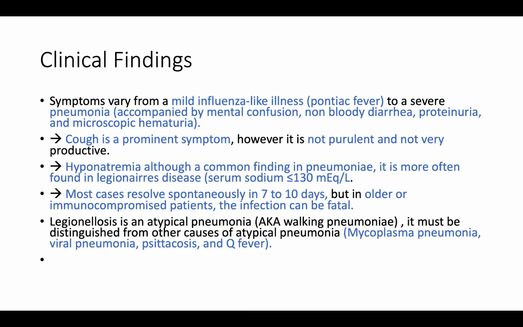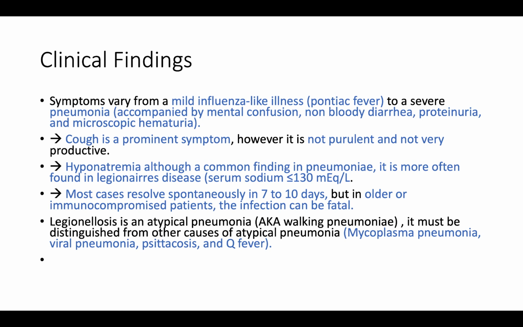Clinical findings: symptoms here vary from a very mild influenza-like illness called Pontiac fever, to severe pneumonia that can be accompanied with neurological symptoms, for example confusion and so on, and they have diarrhea as we said, proteinuria, macroscopic hematuria. Why all of this? Because it can affect, as we said, the endothelium. Cough is a prominent symptom, however it is not purulent and not very productive, unlike pertussis.